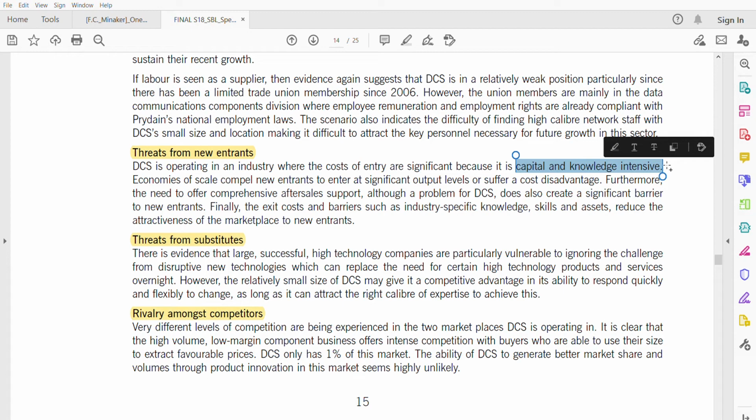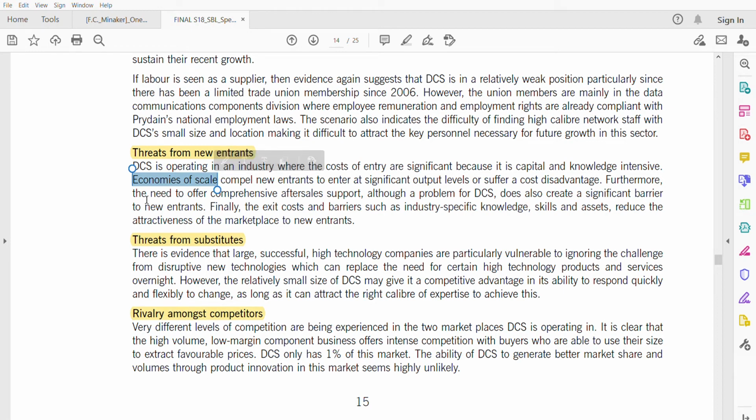Because it is capital and knowledge intensive, in this type of industries the cost of entry is very high. You highly need to invest in capital. You highly need to invest in technology, the knowledge which you need. It's a data communication network industry. So economies of scale compel new entrants to enter at significant output levels or suffer a cost disadvantage. It's very hard to get economies of scale because the ones who are already established in this industry are producing at significant output levels. A new entrant will not be able to match that output level, so they will suffer a cost disadvantage.